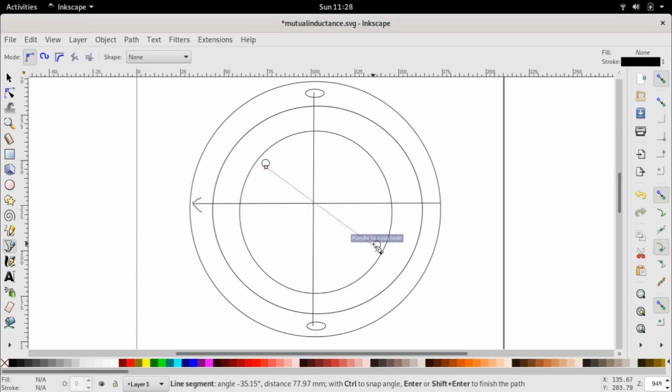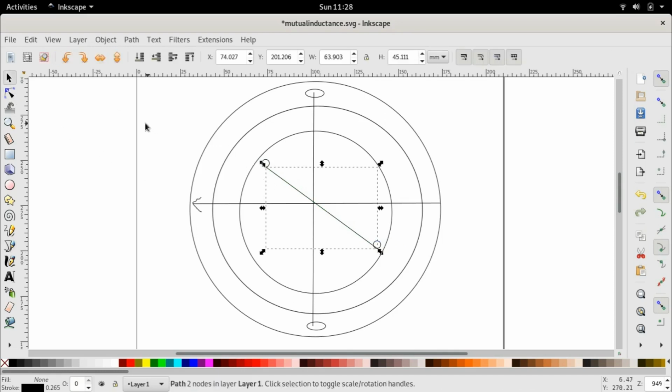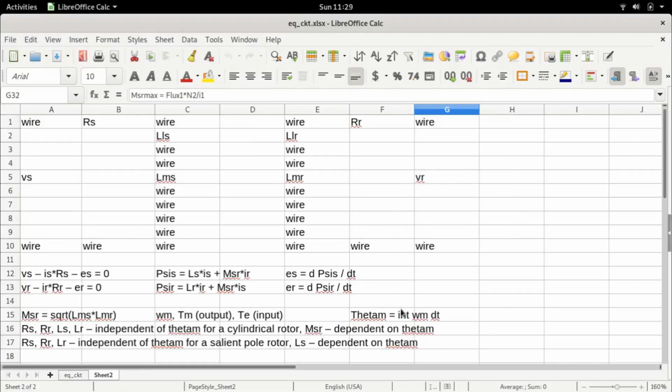So this now passes through the center at least. So we now have two axes which are intersecting through almost the same point, right? If this was the rotor axis and this is the stator axis, then there is an angle made between them. This angle made between the rotor axis and the stator axis is the rotor position angle, and this rotor position angle we have already talked about is this theta m.